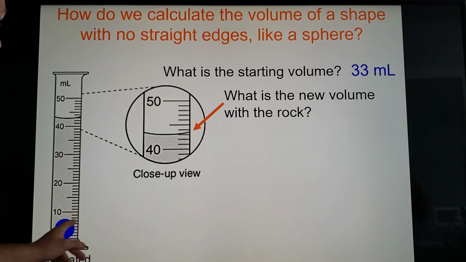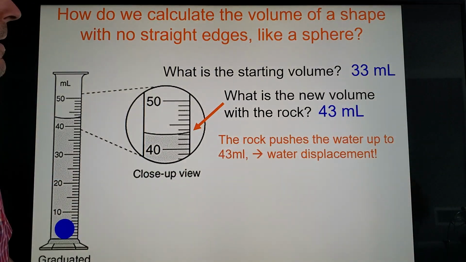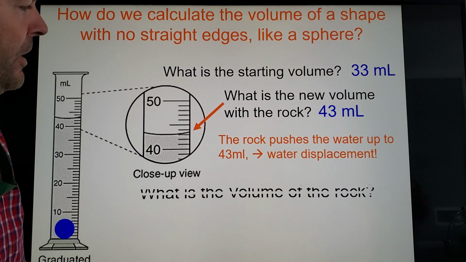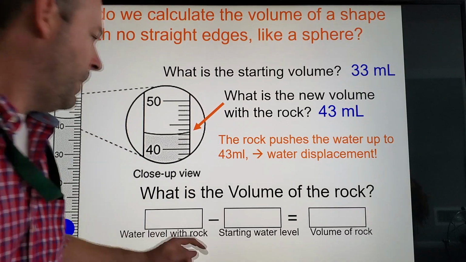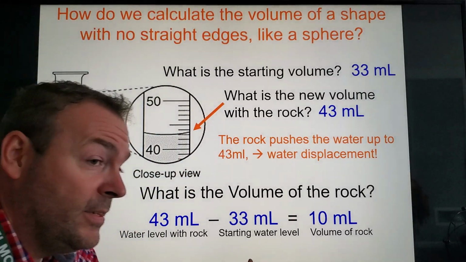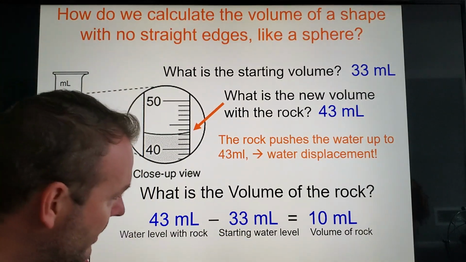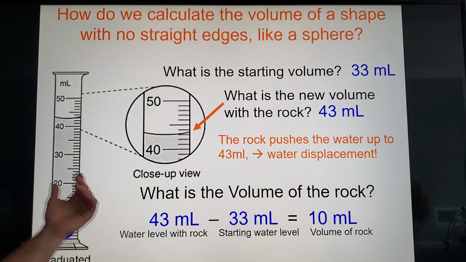So what is the volume of this blue ball? Well, you simply subtract 43 minus the 33, and you're going to get, you guessed it, folks, 10 milliliters. That would be the equivalent of 10 centimeters cubed if we were using centimeters cubed, but we're using milliliters. That is called displacement.